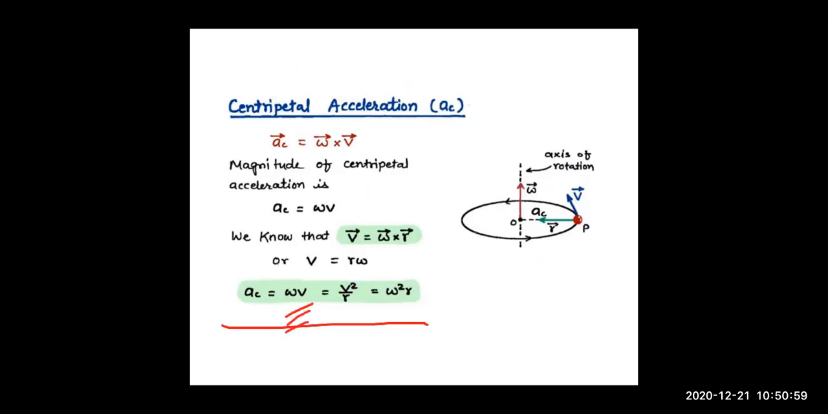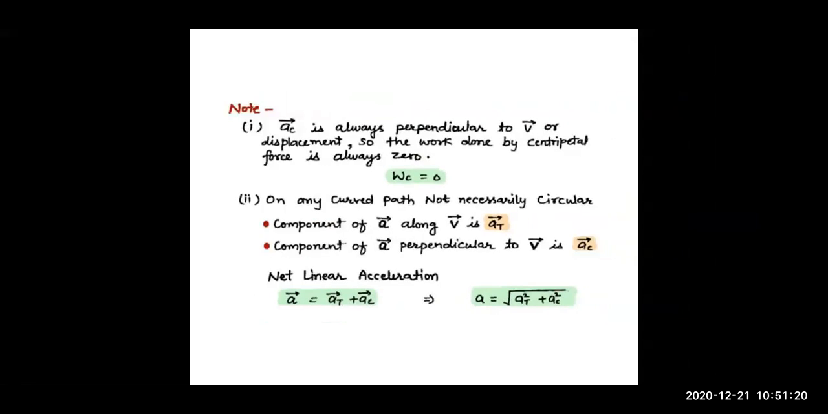If in this formula we substitute the value of omega, that is omega equals V upon R, then this equation will come, children. And if we substitute the value of V as R omega, then it will be omega square R. So these are the magnitudes of centripetal acceleration. So centripetal force, children, is always perpendicular to the velocity, and the work done by this centripetal force is always zero.